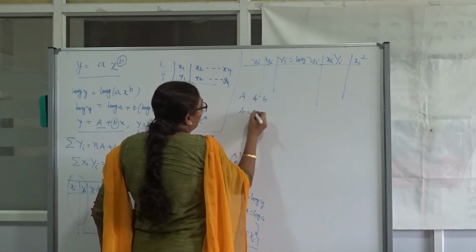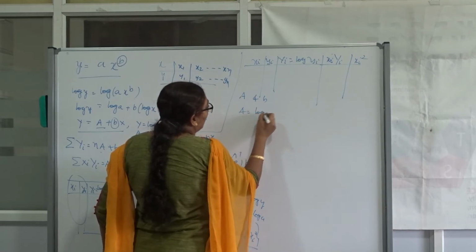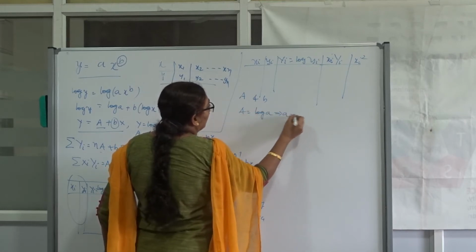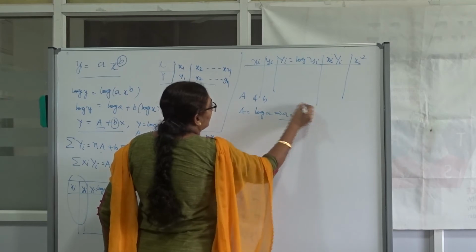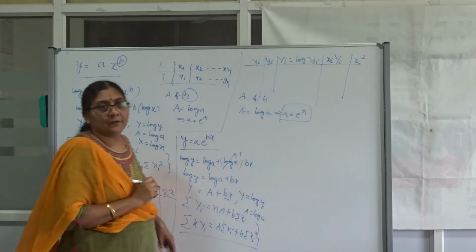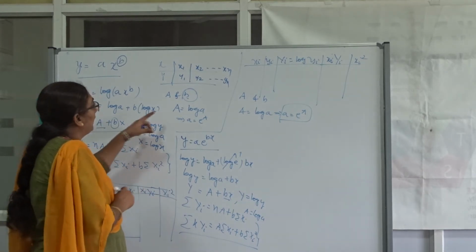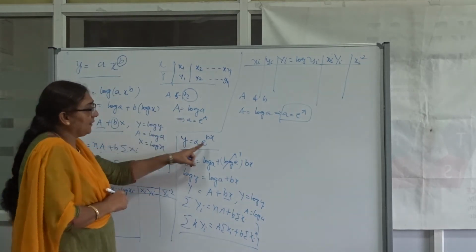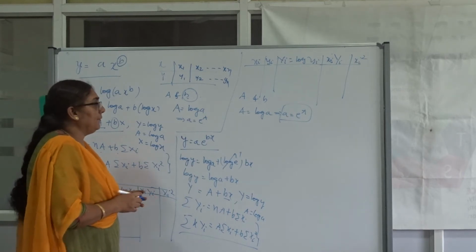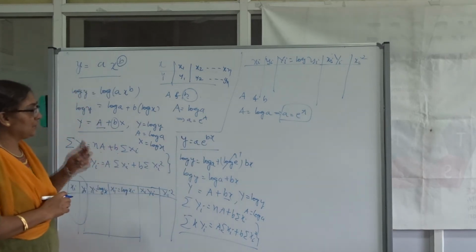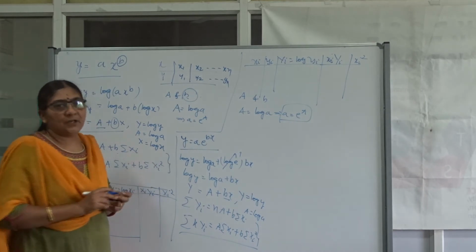But I don't want capital A. Capital A is nothing but log a, so from that, a is e to the power A. This is the thing. I think it's clear to everyone up to this point. Then substitute these values in y is equal to a e to the power bx. Automatically we get the best approximation equation to the curve y is equal to a e to the power bx.